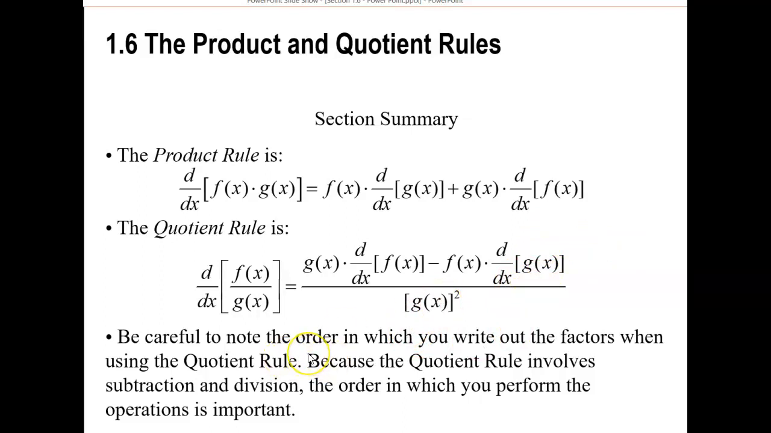This note down here is important. Be careful to note the order in which you write out the factors with the quotient rule. Make sure you're differentiating the numerator in this first term. So it's the bottom left alone times the derivative of the top, minus the top left alone times the derivative of the bottom. It matters because you're subtracting. If you get them reversed up here, it won't matter, because addition is commutative, but it will matter on the quotient rule. Quotient rule involves subtraction and division, so the order in which you perform those operations will be important. All right, so that is the end of section 1.6.